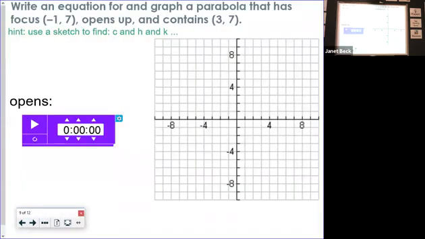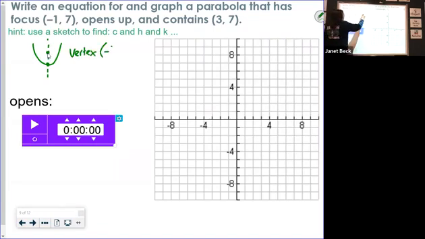Okay, so for this one, it's harder. We've been given a focus, and we've been told it opens up. So if it opens up, the vertex is going to be underneath the focus. So I know it's going to have the same x value. So I know my vertex is definitely going to be at -1 and a number that's less than 7. I also know that it's going to be positive x squared.